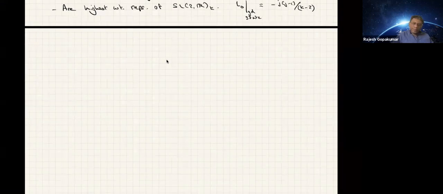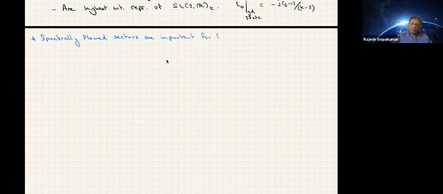Okay, so this is one of the most important notions that was actually introduced by Henningson and others earlier, but Maldacena and Ooguri realized that these spectrally flowed sectors are important for the full physical string spectrum. So this is based on the following observation, which is actually true for any current algebra, but let me state it for SL2R. The current algebra has the following automorphism.